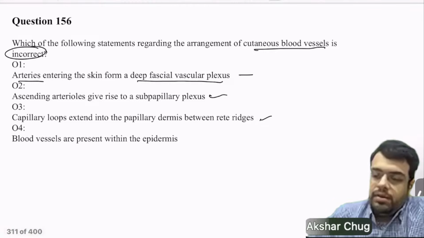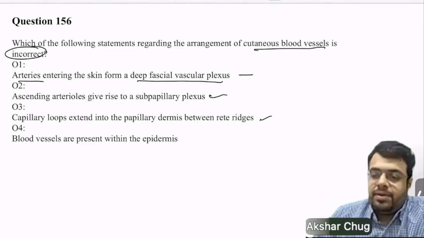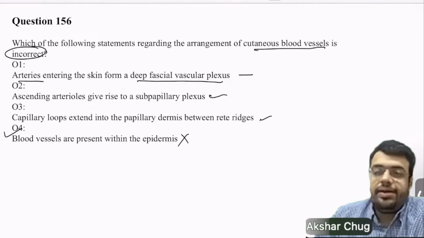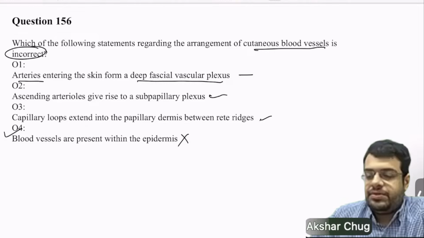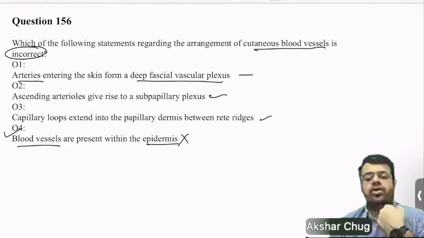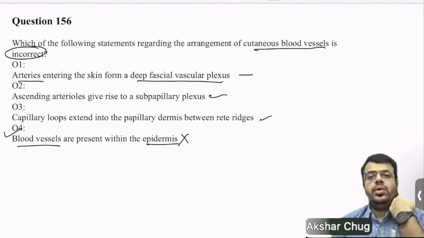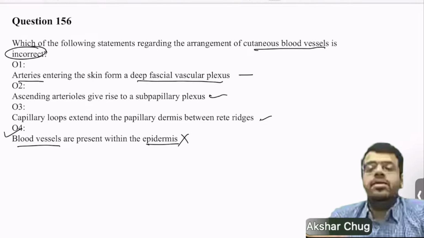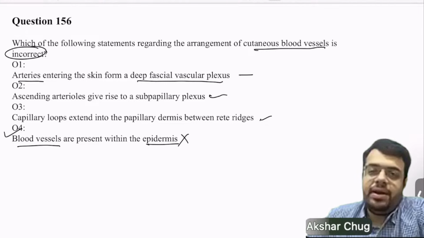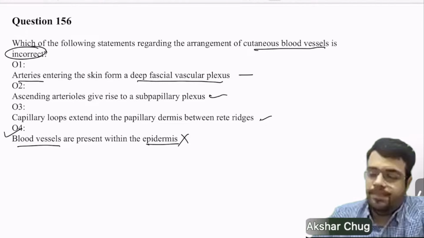The blood vessels are present within the epidermis. Now, this is definitely the incorrect statement, and so the correct answer. Because just imagine if blood vessels would be in the epidermis, then just a minor scratch would lead to a lot of bleeding. So the blood vessels are not in the epidermis, they are in the dermis.